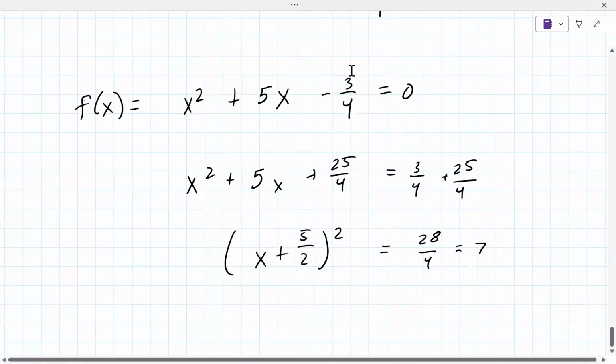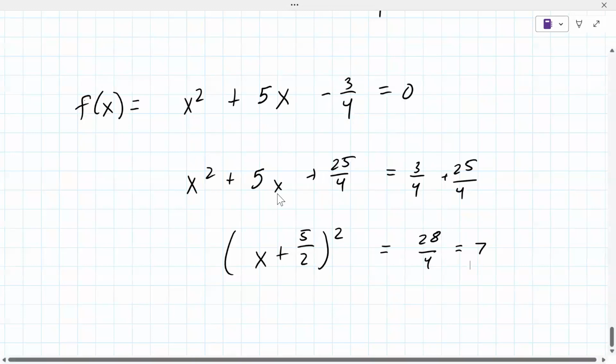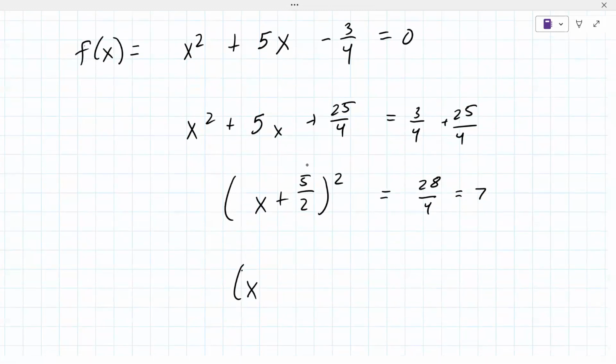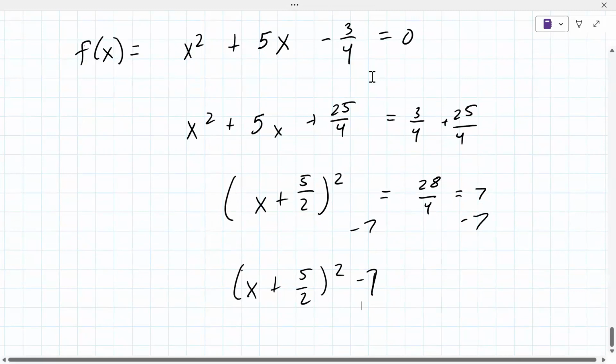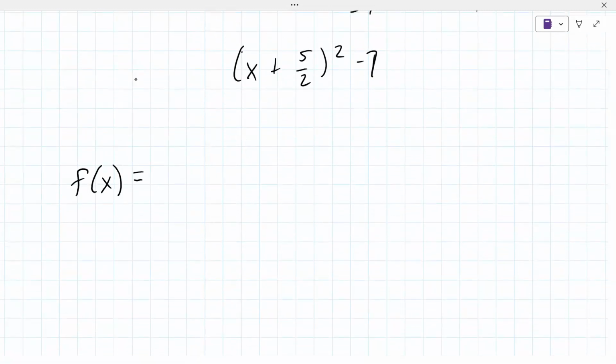No, you have to move the constant to the other side of the equation. So that when you add it to, and then you have to add it to that, all right, then you would get x plus 5 over 2 squared minus 7. So while you're subtracting 7. Okay, you got to get one of these fraction ones down. I mean, these will come up. They're not meant to be impossible.